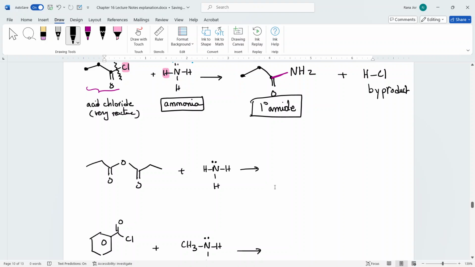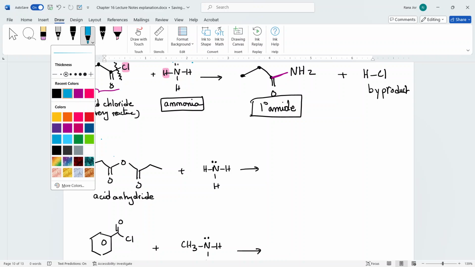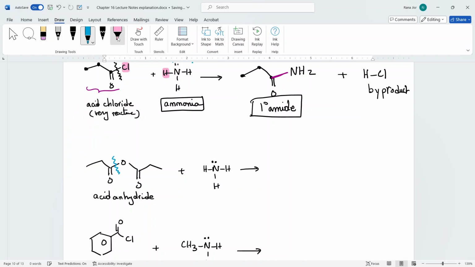Okay. Let's have another example with the acid anhydride. We said that with the acid anhydride, what I am breaking in this case is this bond over here, and this whole thing is going to be my leaving group. It's going to leave, and I'm going to use a hydrogen from here. So those two are going to leave. Whatever is left from the acid chloride part and from the ammonia part, I'm just going to group together, and I'm going to get my amide.